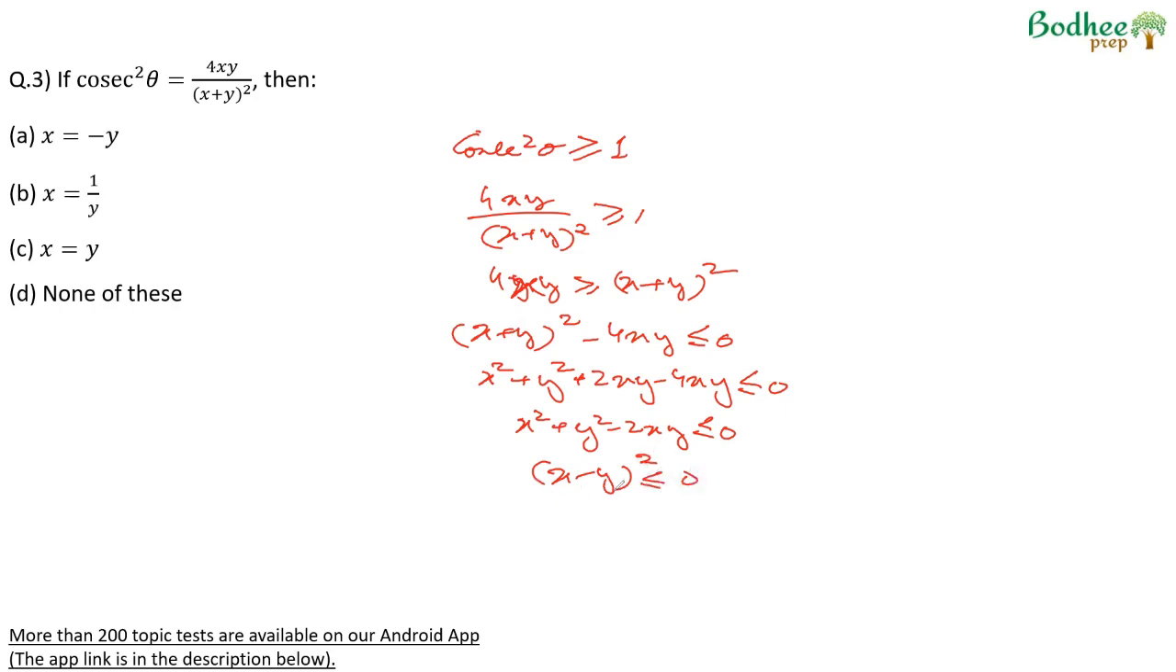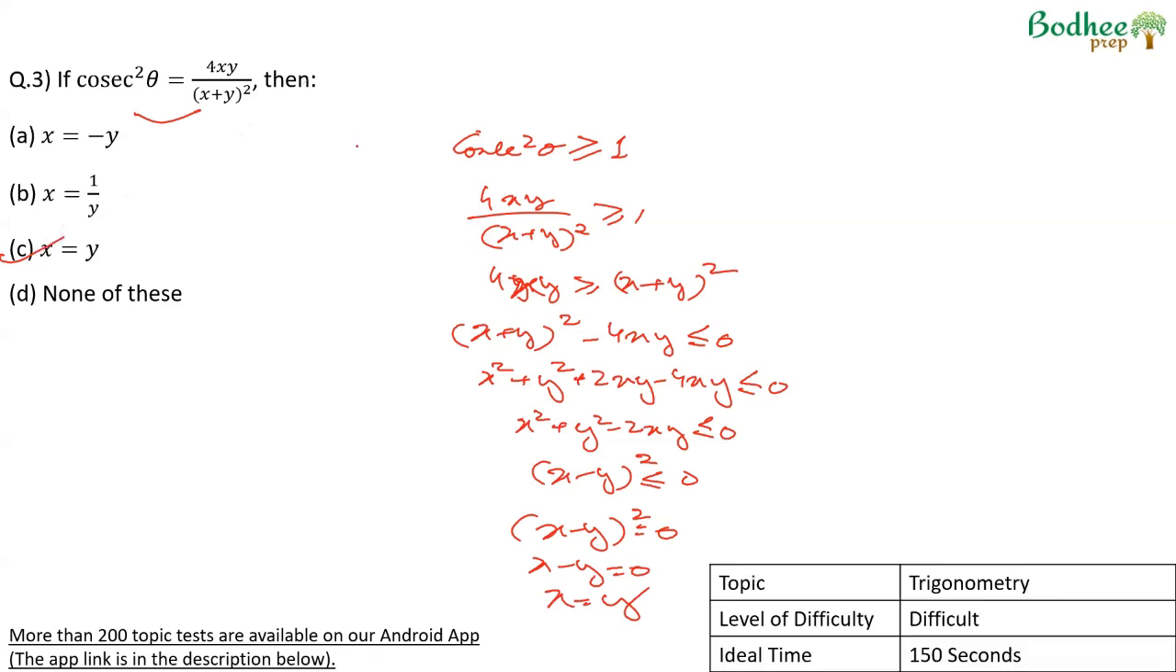But a square can never be negative. It cannot be less than 0. So the only possibility here is that x minus y whole square is 0, which means x minus y is 0, which means x is equal to y. So this will hold true only when x is equal to y. Option C. I will call this a difficult question because you will have to start from the range and then work upwards. 2.5 to 3 minutes to solve.